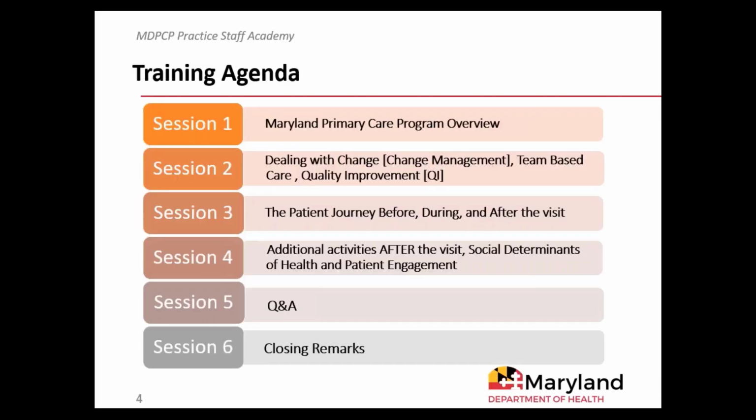For today's training, there are 4 sessions that will be covered. The first session will cover an overview of the MDPCP program. The second session will cover quality improvement, team-based care, and dealing with change. The third session will cover the patient journey before, during, and after the patient visit. And the last session will cover additional activities after the patient visit, in addition to the social determinants of health and patient engagement during COVID-19 and beyond.